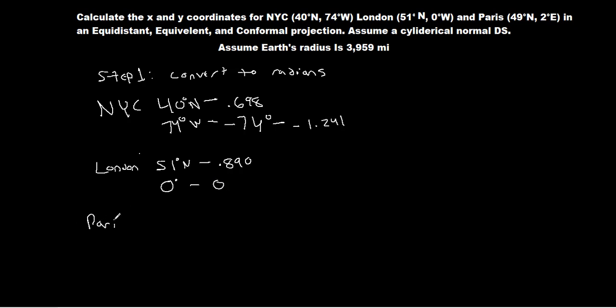And then Paris is going to be 49 degrees north, which is 0.855, and it's going to be 2 degrees east. So this actually is in the positive direction. If you pause the video and take a second, that will come to 0.035. So again, if you don't understand how to do these conversions, pause the video, go back, watch the videos on how to convert between the two, try some of these for yourself, and come back and continue. Okay, so we've converted to radians.